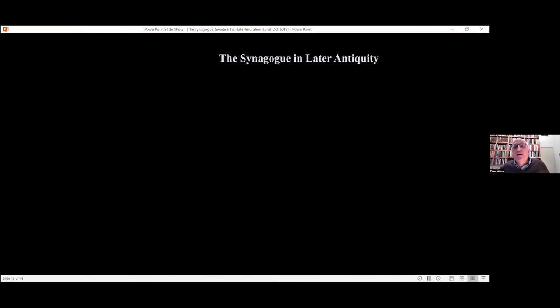Now we're getting to the synagogue in late antiquity. And when I'm talking about late antiquity, I usually mean the mid-third century and onwards. After the suppression of the Bar Kokhba revolt in 135, there's a gap between the archaeological finds and the Jewish literary sources. The Jewish literary sources provide a lot of information about this institution. They discuss all sorts of aspects: prayers, types of activities, and also all sorts of behavior that used to be in the temple.